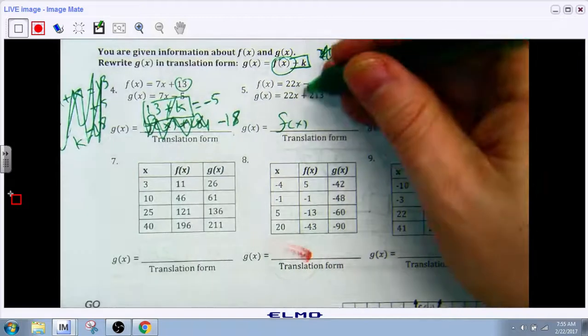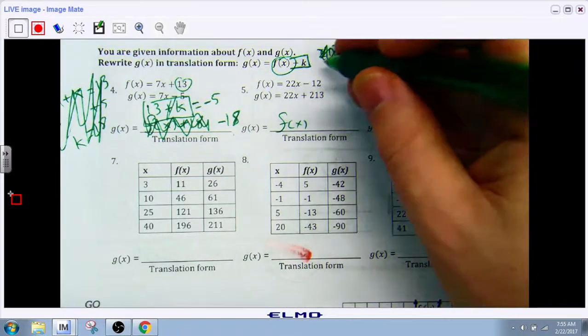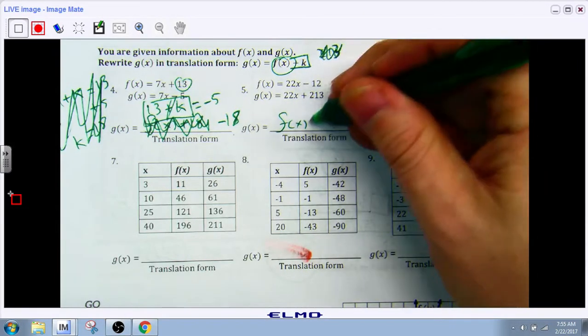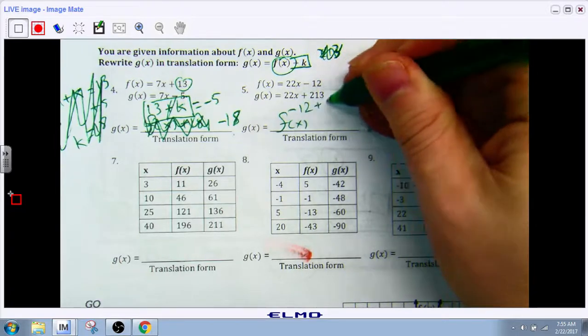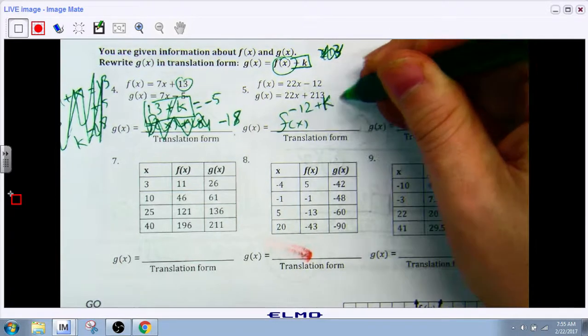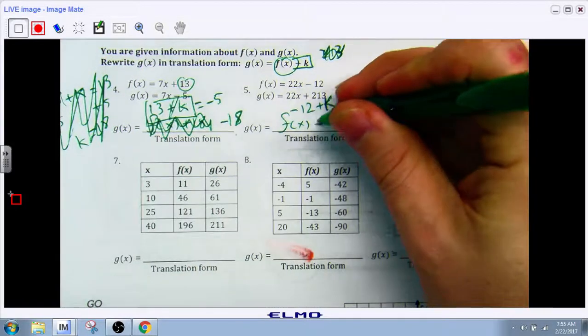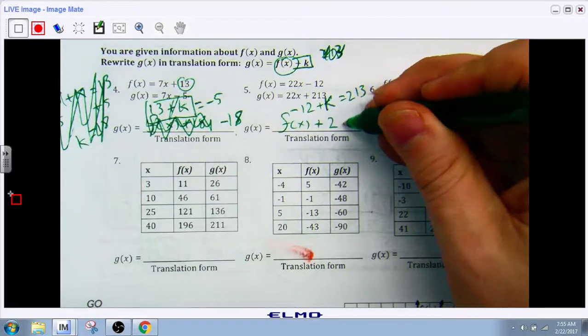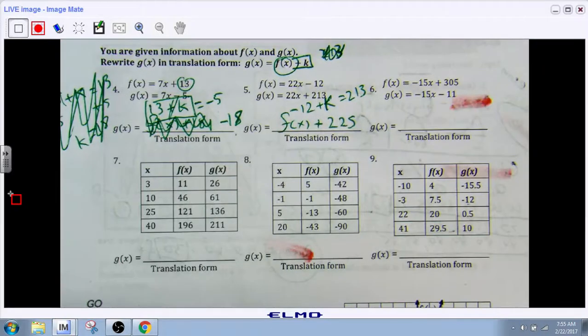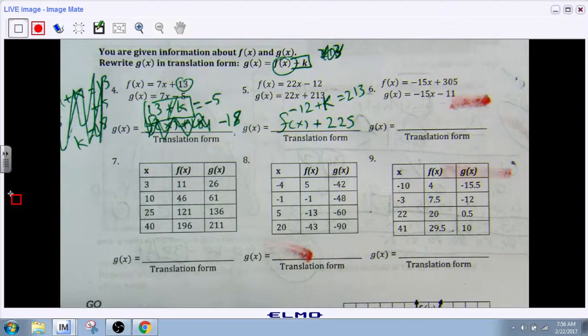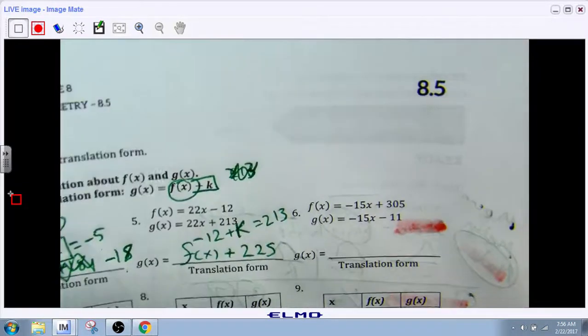So for g of x, okay, I want to take my g of x is f of x, which is negative 12, and then I want to add some k to that to get 213. So if I add 12 to both sides, I would say that it was 225. Cool, cool. And then, where are we going from here? What's next? Is that it? Is that all of our problems? Those are some easy problems. All right, let's check these out.